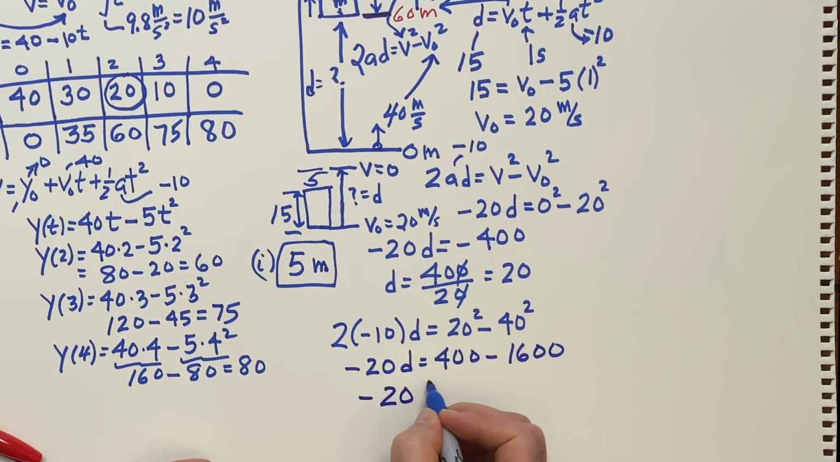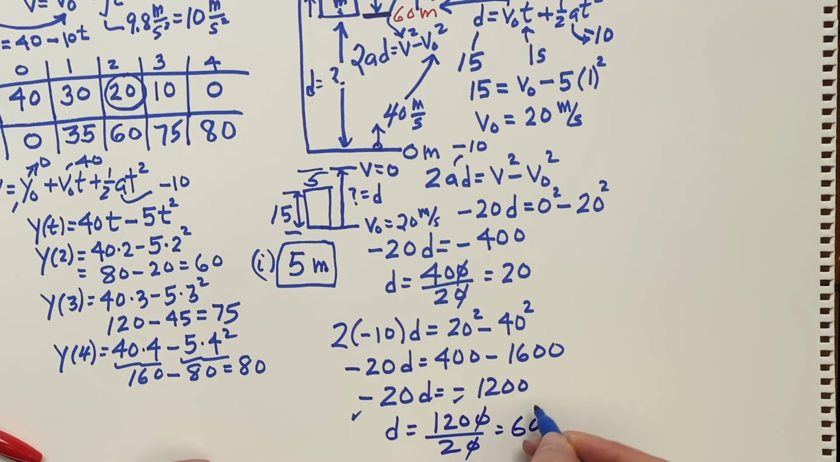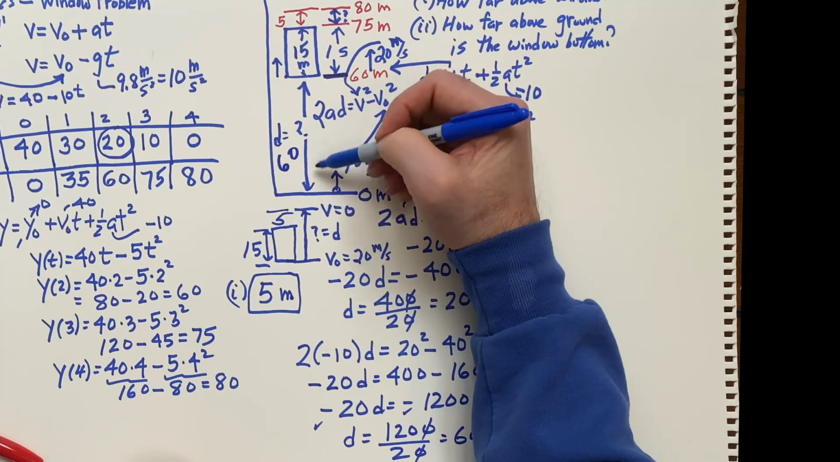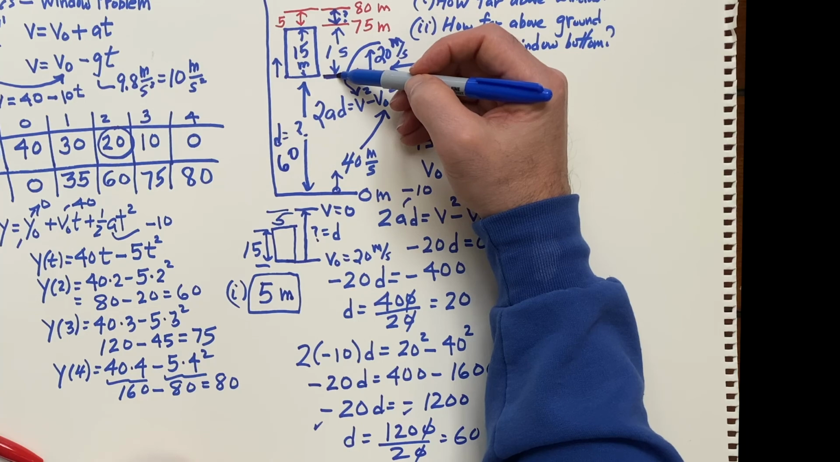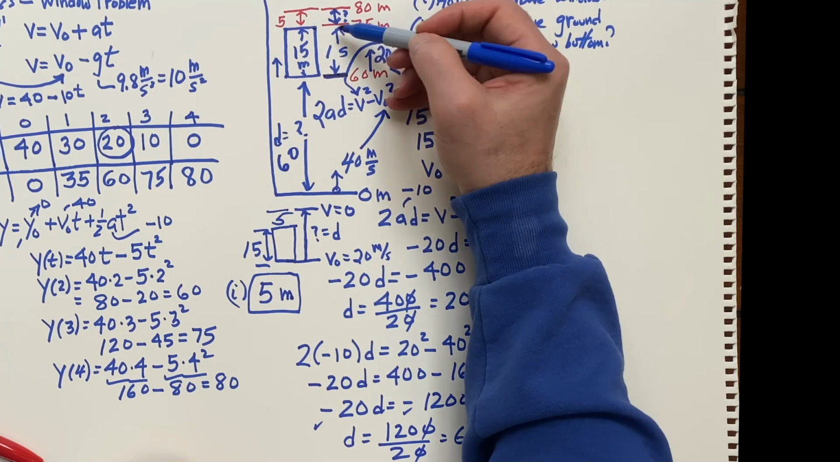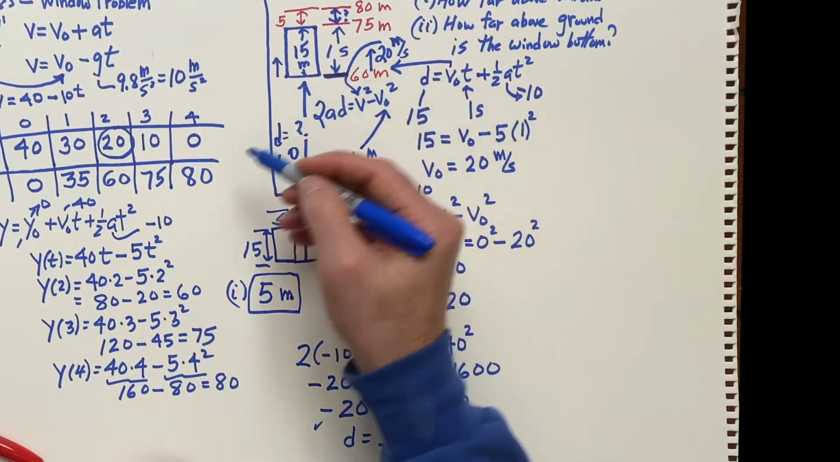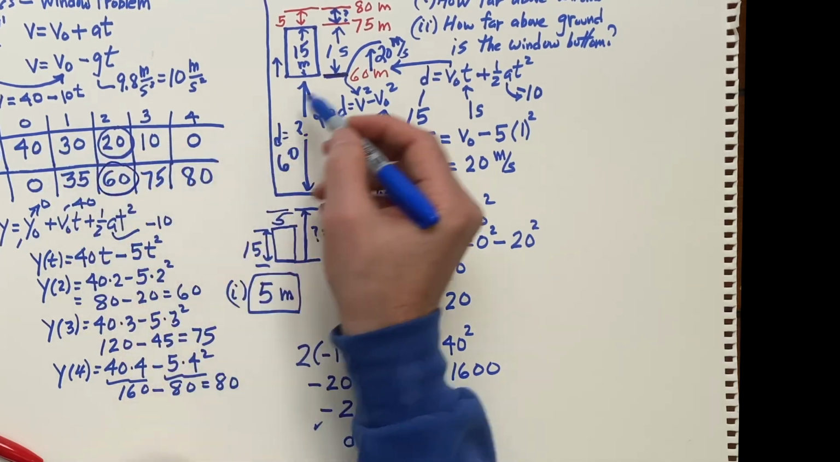This is minus 20D is minus 1200. So the minus signs are going to cancel, and I'll have D is 1200 over 20. That 0 goes, and I get 60. So this D is 60. To the bottom of the window, it's 60. And that makes sense because 60 plus the 15, 75, plus the 5 is the 80. So we got it. So remember that the person doing the problem didn't know all this information, but it's checking out with our table.